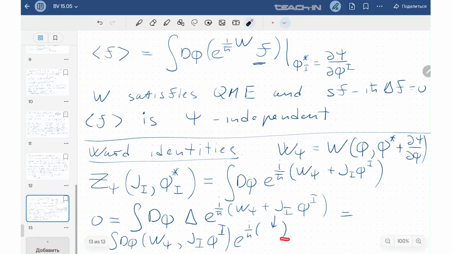So we write all this, all this is equivalent to J_i d over d phi star_i, acting on just the integral of the exponential of W_psi plus J phi, but this is Z by definition. So here we get Z_psi of J and phi star.